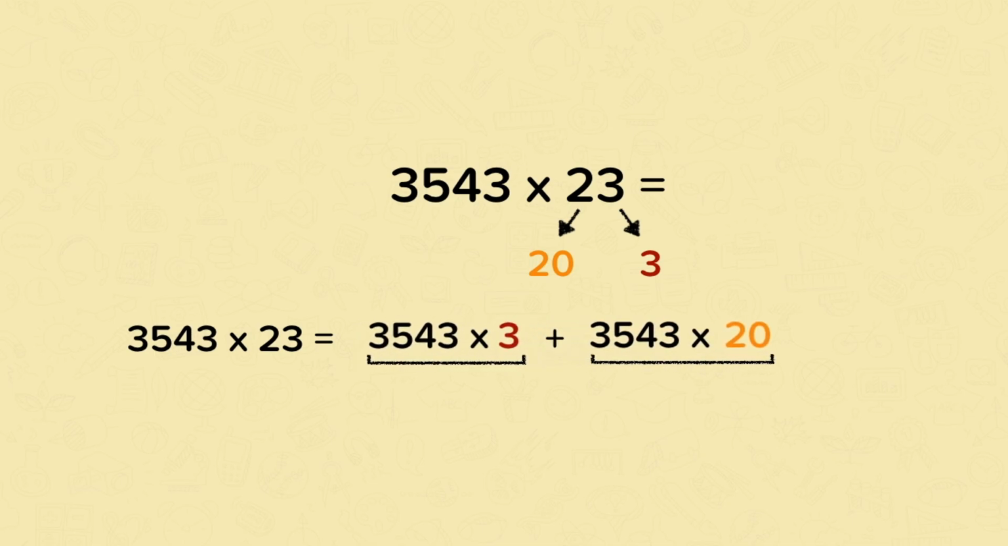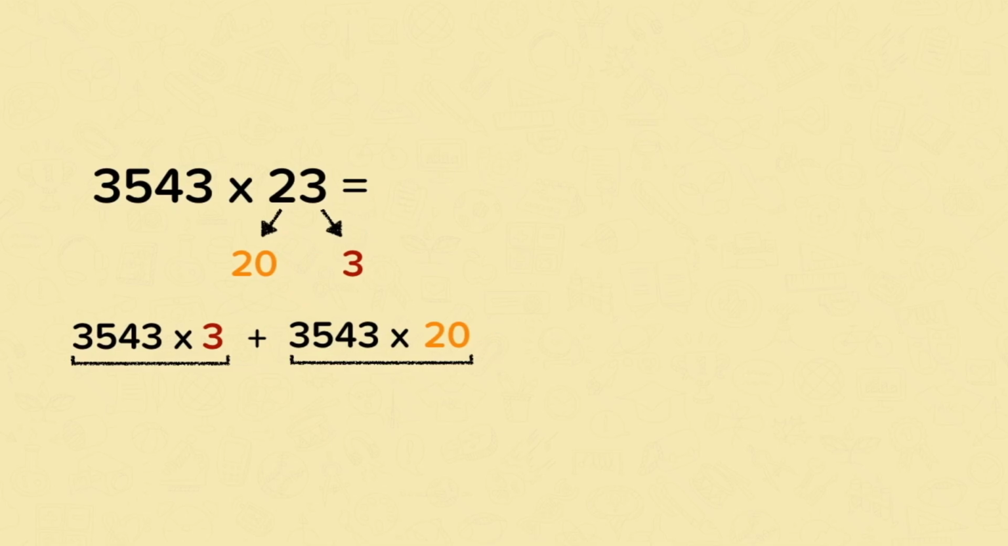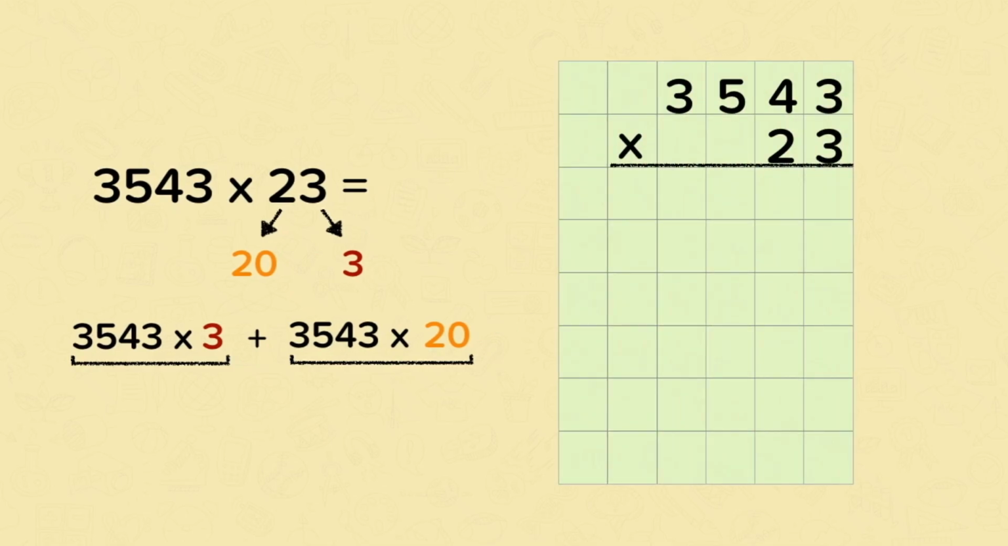So we'll set it out like this. And first we'll multiply by the 3. So we start with the ones. 3 times 3 is 9. Onto the tens. 4 times 3 is 12. We'll put the 2 in the tens column and exchange the 1 over into the hundreds column. Now we'll do 5 times 3, which is 15, but we need to add the extra 1 that's been exchanged over. So that's 16.